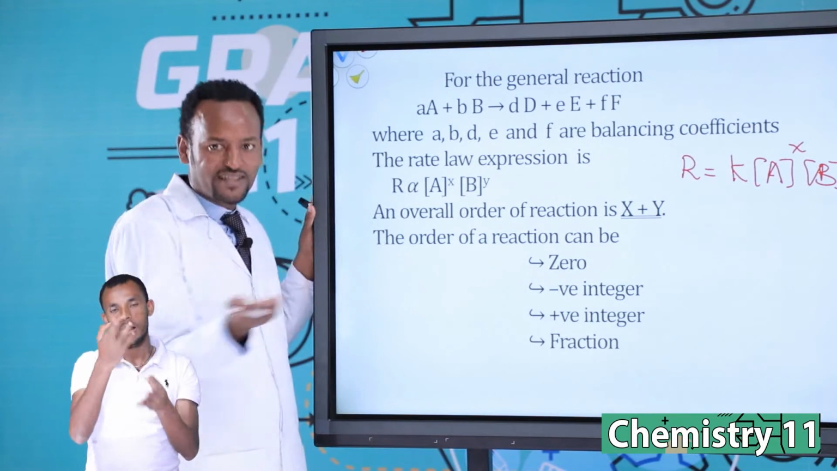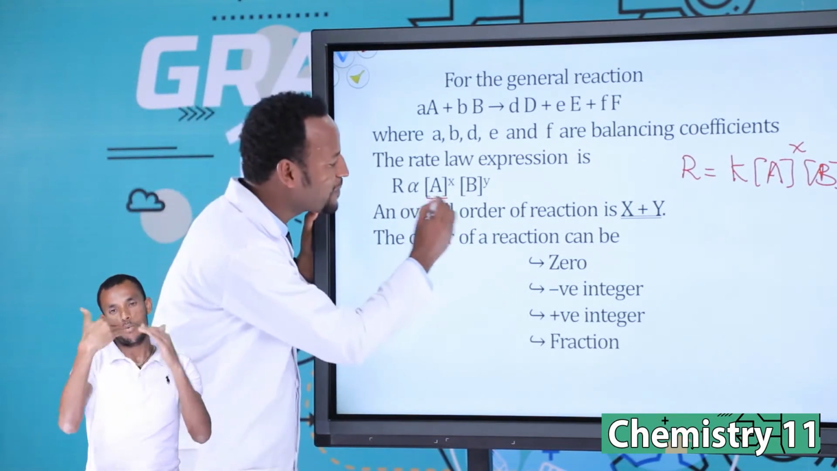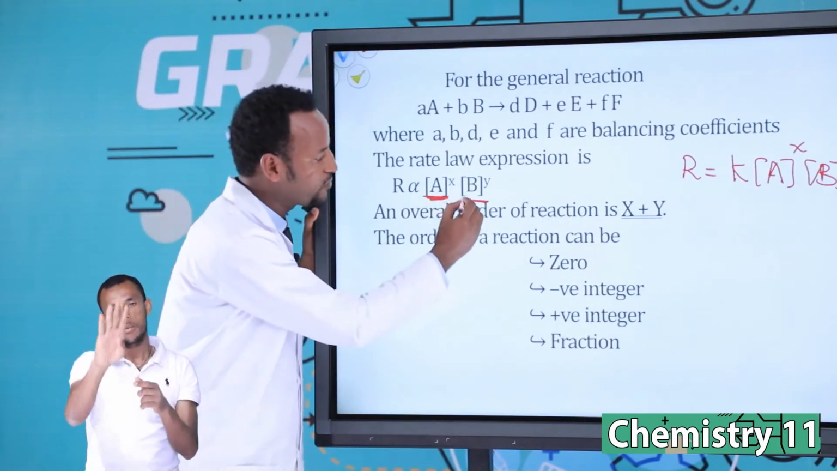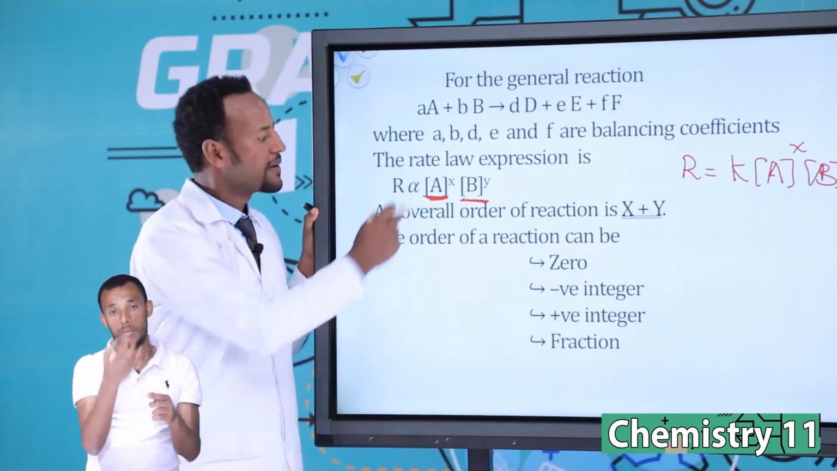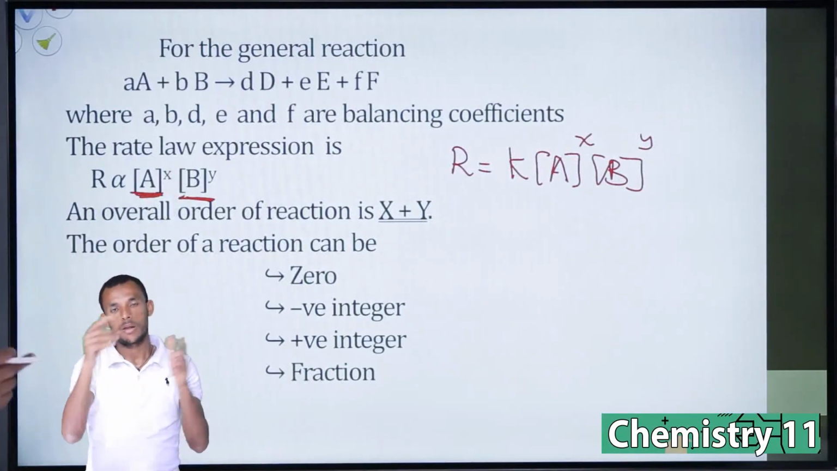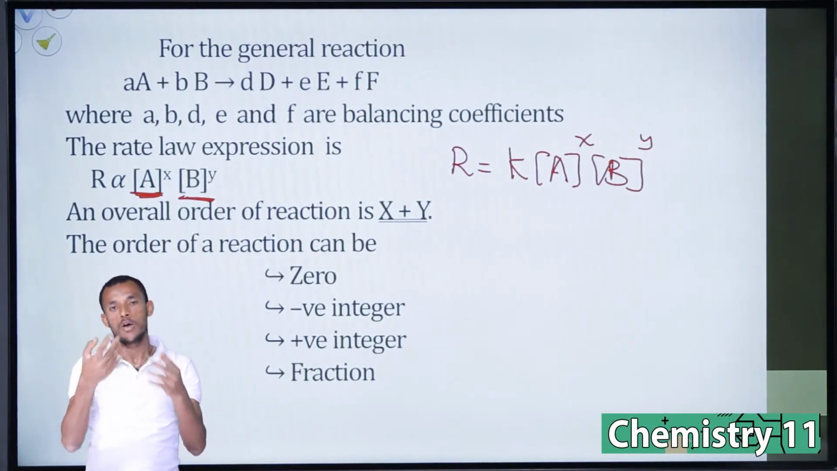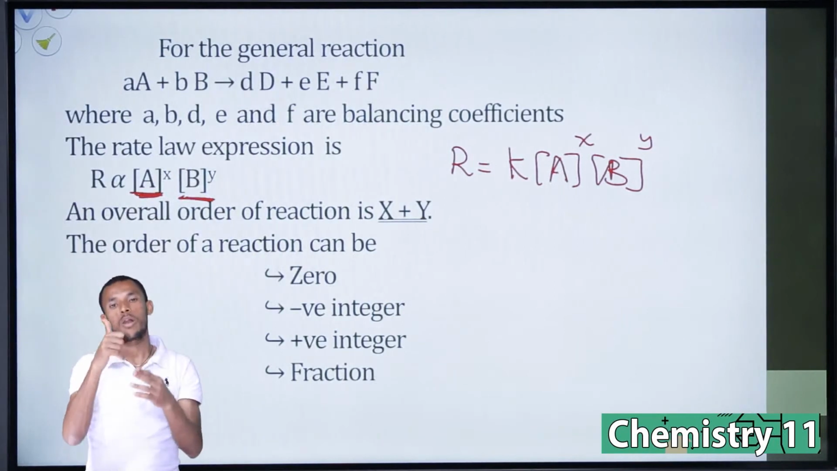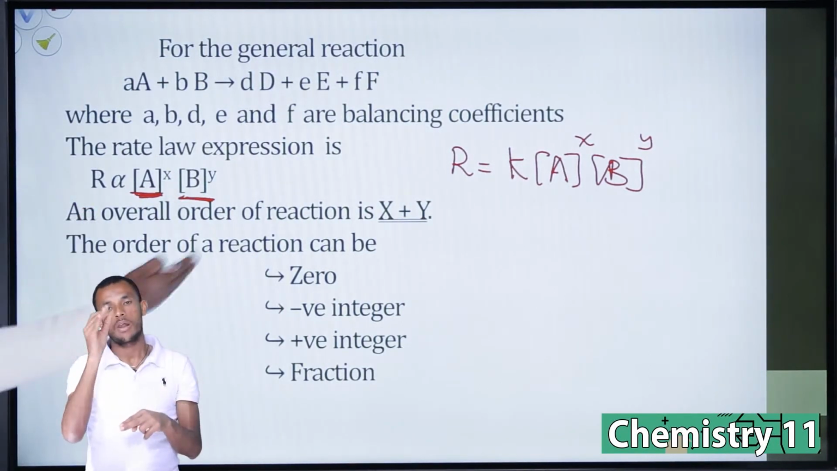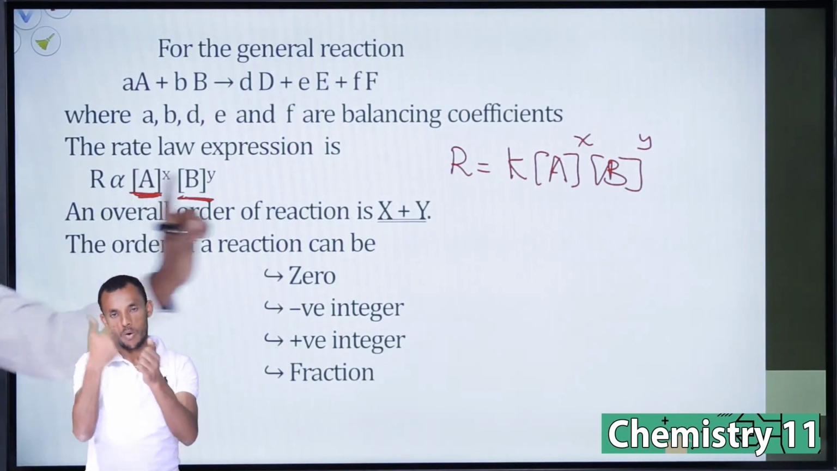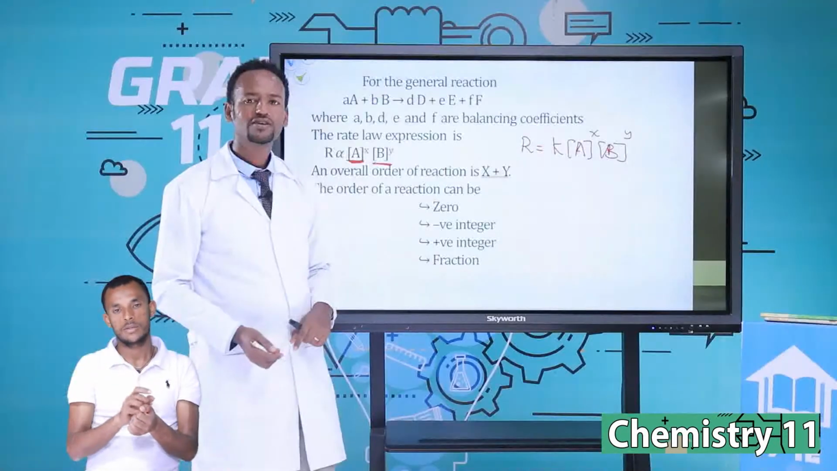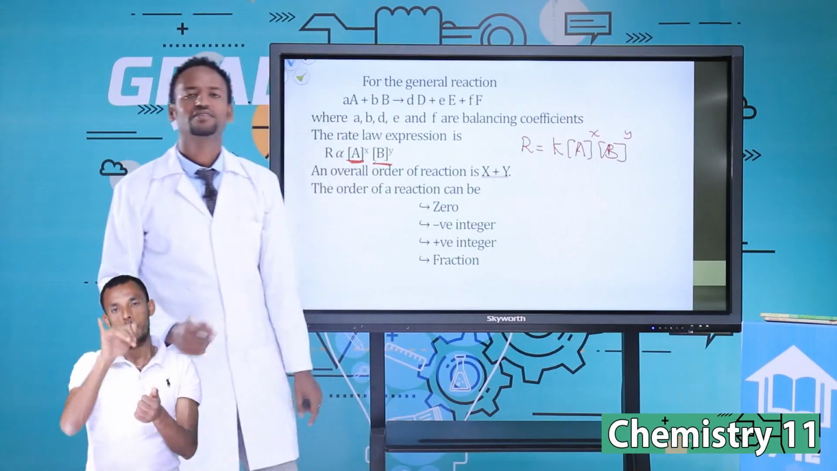Rate is directly proportional to capital A and capital B. Why capital A and capital B? Because capital A and capital B indicate the concentrations of the reactants. Rate does not depend on D, E, and F. By the way, the order of A is how much? The order of A is X. The order of B is Y.